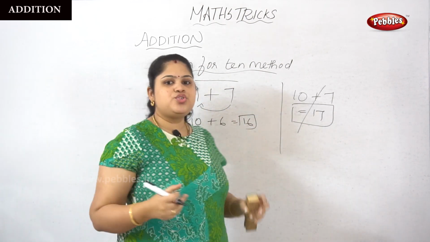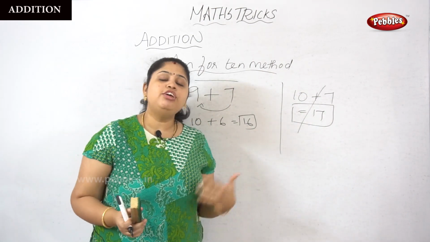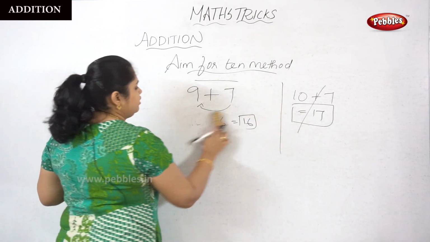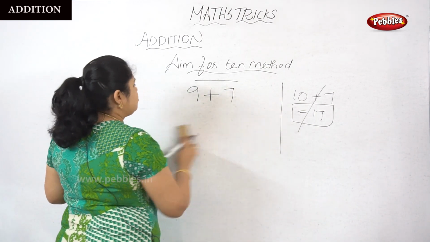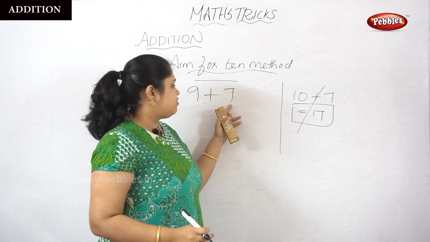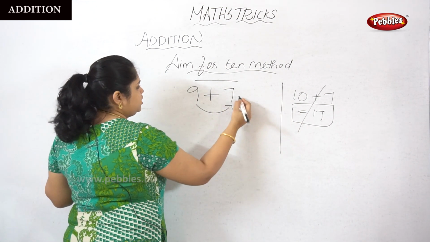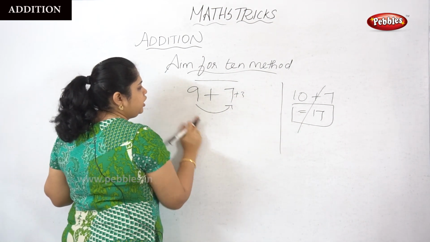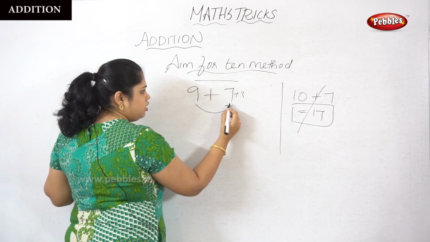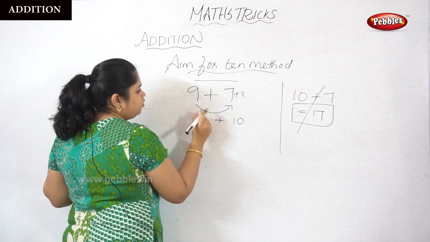Why they have introduced the aim for 10 method is, if a 10 is there, we make addition very easy. So when it comes like this, you may think, okay, 7 is there. If you want to make a 7 into 9, why can't you make the 9 from the 7? That is giving 3 from the 9. If you are making a 7 from 10, isn't it? So 10 after giving a 3, it will be 6.